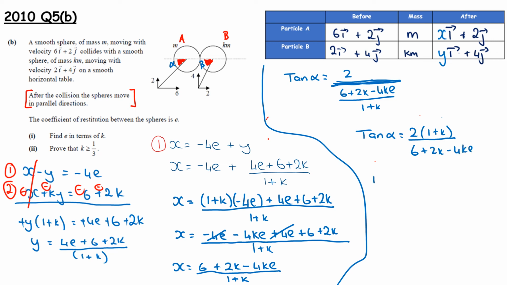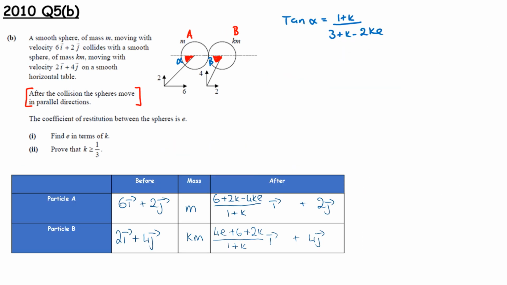And cleaning that up a little bit more, 2 can go into the top and the bottom. We get 3 plus k minus 2ke. So just cleared that. So now let's work out the tan of beta.